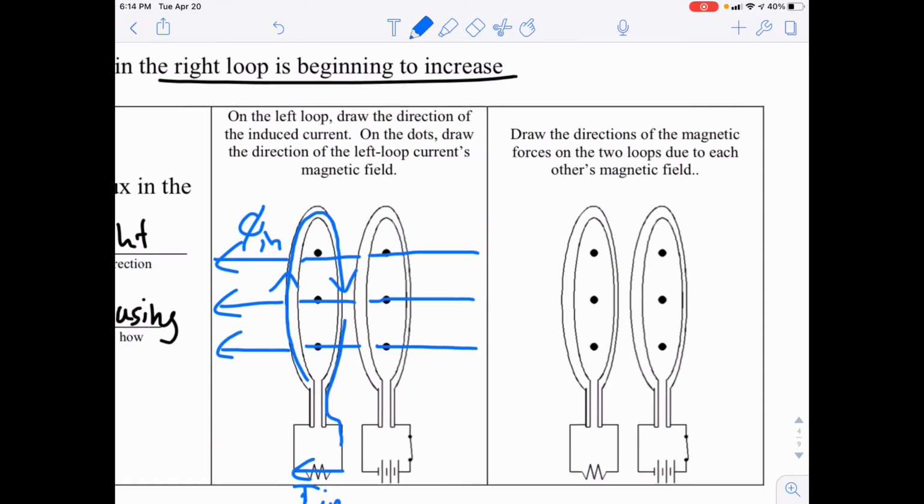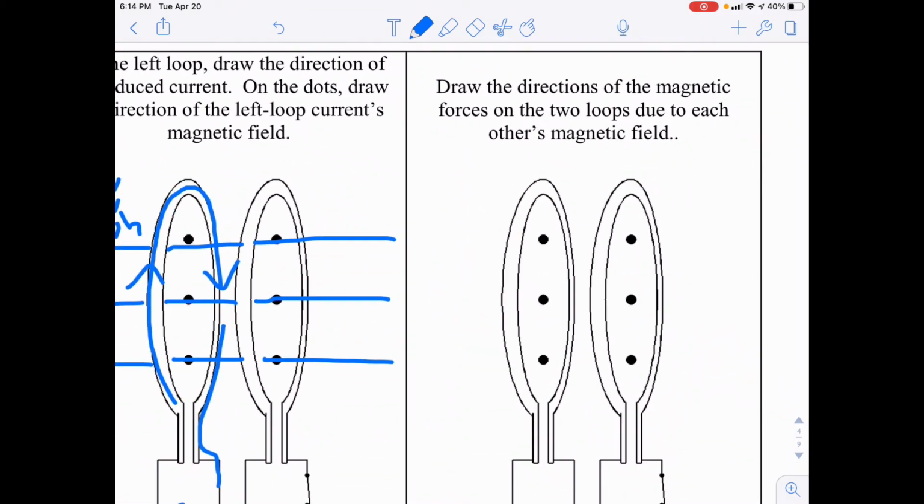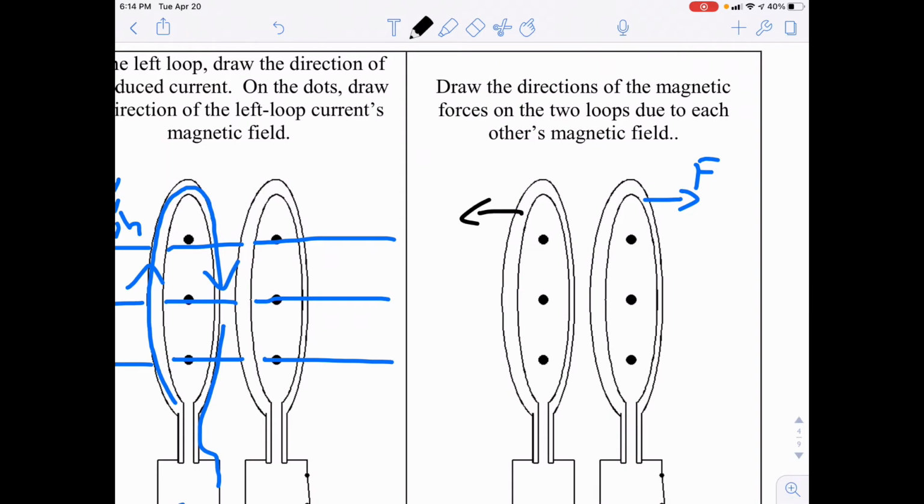What are the forces going to be? Now notice the magnetic fields are pointing in opposite directions. So what does that tell you? The two loops are going to be pushing each other away.